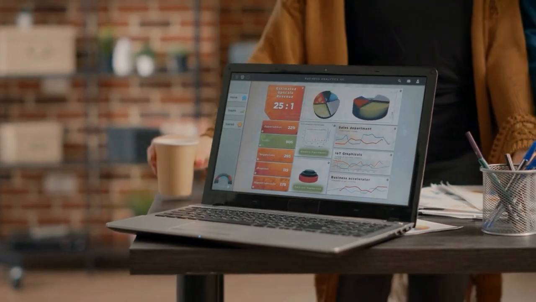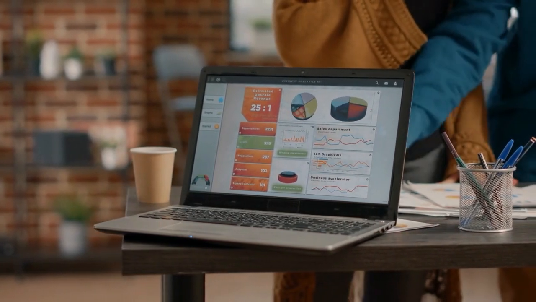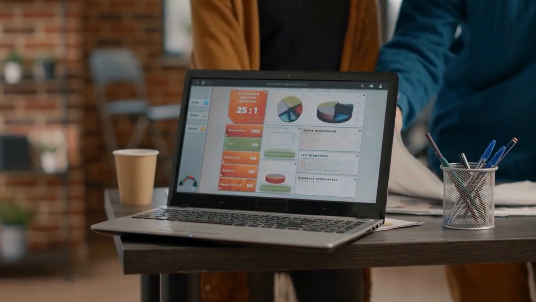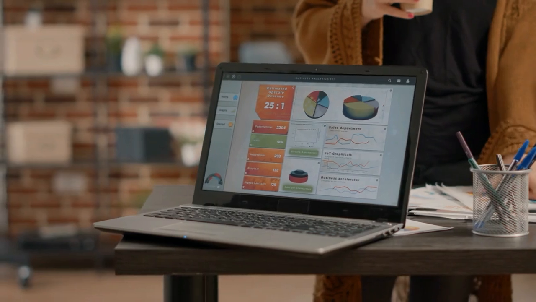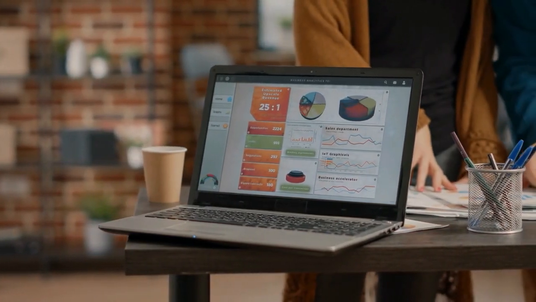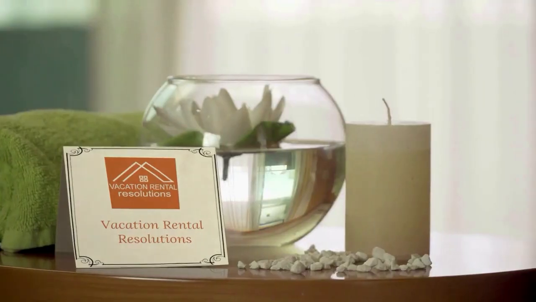Vacation rental data analysis is one of the biggest tools in the armory. It allows owners to streamline strategies, create better guest experiences, and thereby ensure maximum profit. In this episode, I will discuss the vital role of data analysis in the vacation rental business.